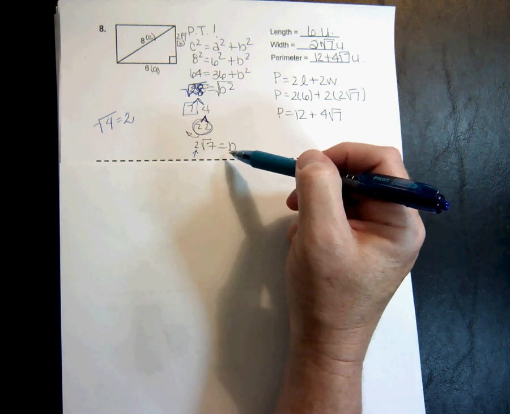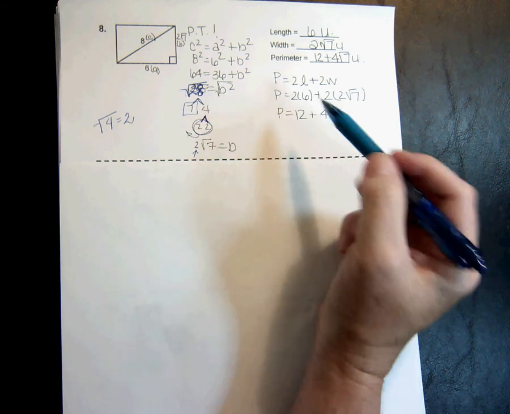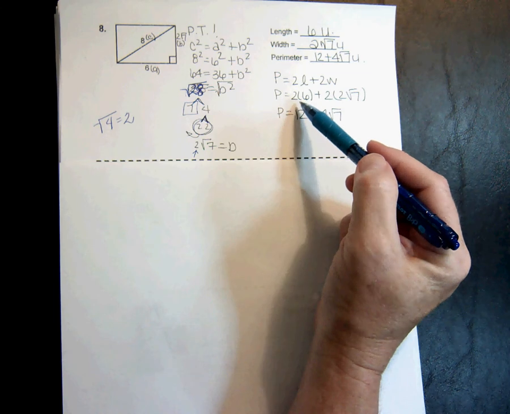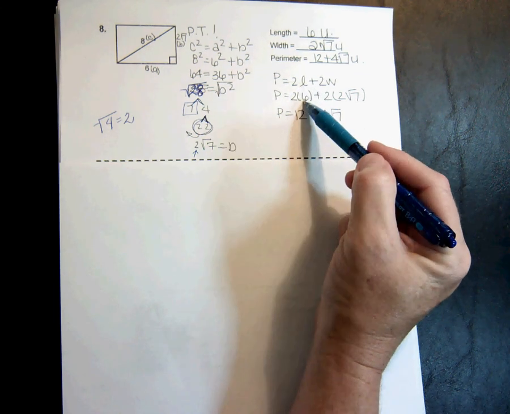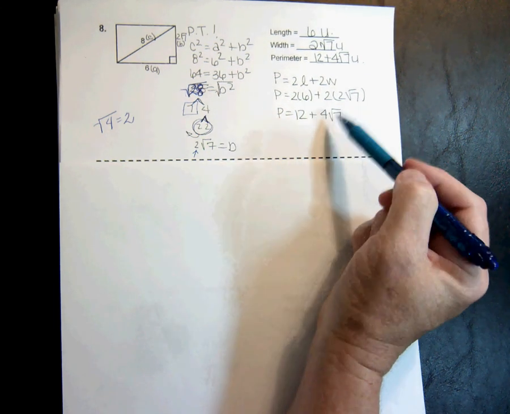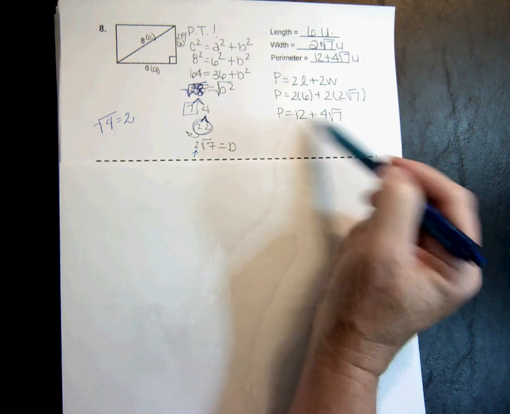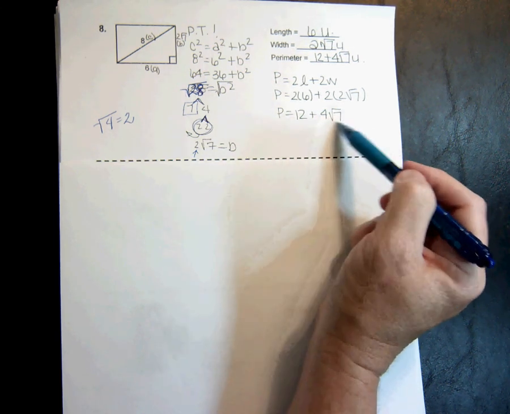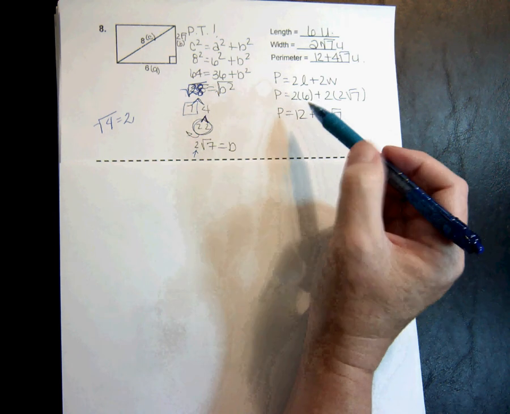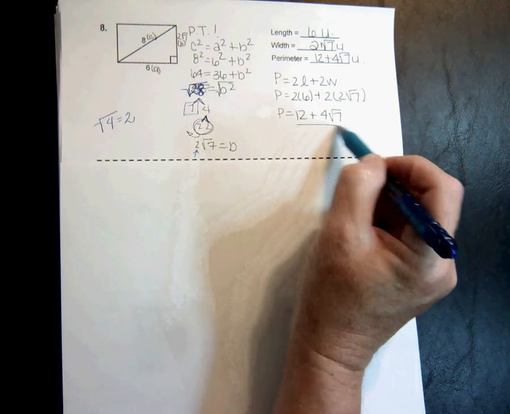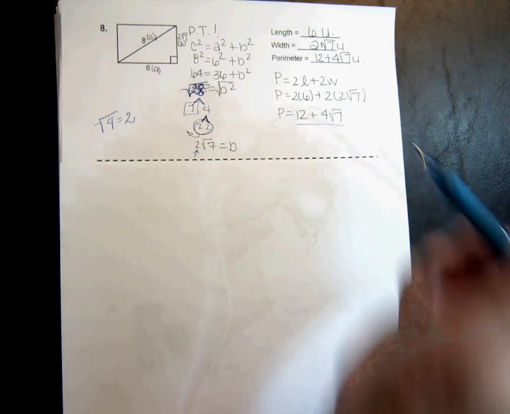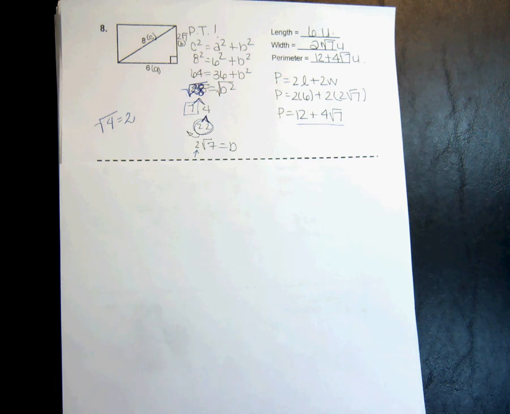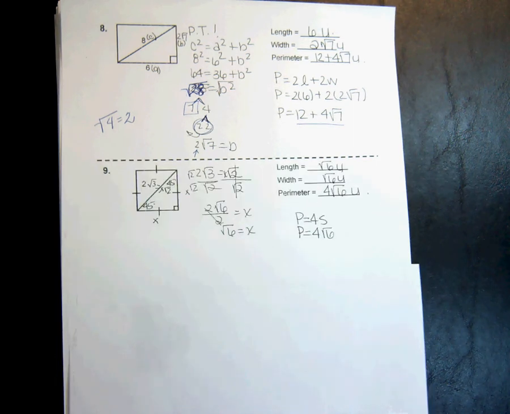Your length was already given to you as 6 units. If you were trying to find the perimeter, you want to fill in your length and your width and add. You can't add these together because of this radical, and this is a constant. So your perimeter stays 12 plus 4 square roots of 7. Okay, look at the next one.